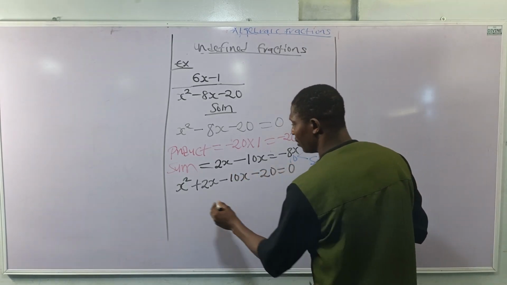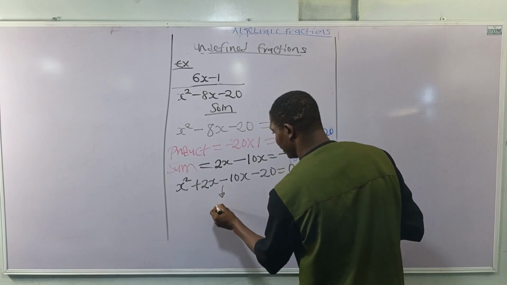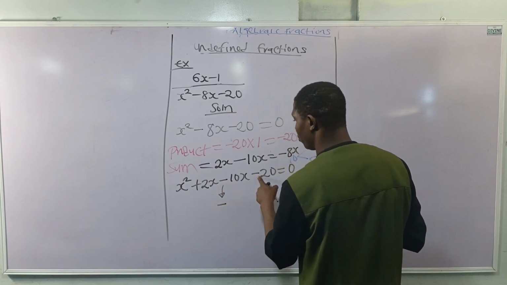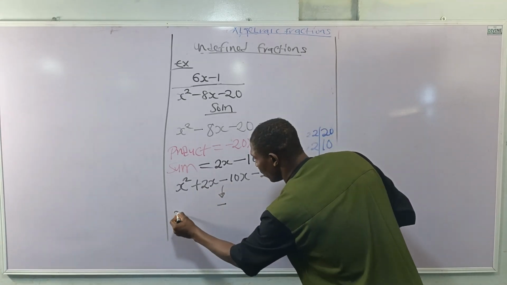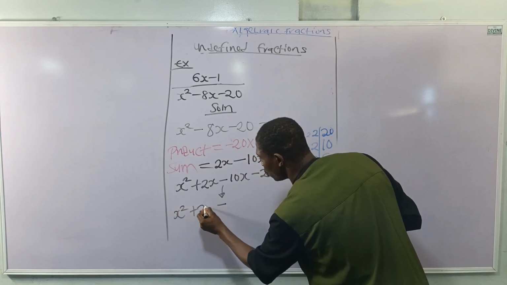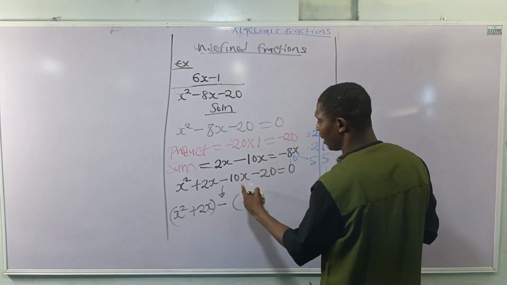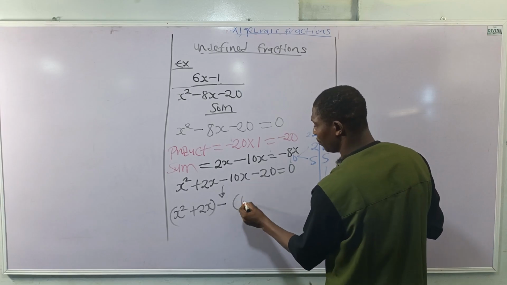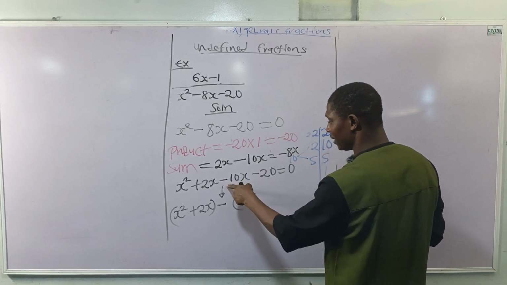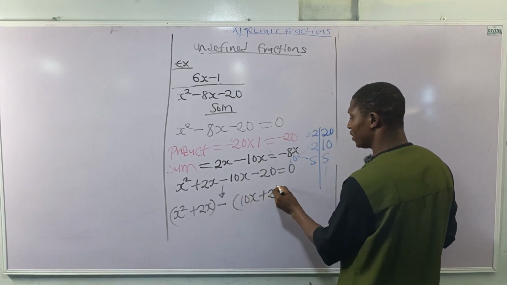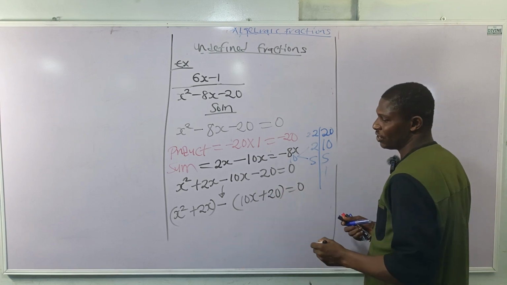So I'll bracket, I'll bring this exactly how it is, and check: minus minus is plus. So I have x squared plus 2x in bracket. Since negative is outside, I'll change all these signs. So here becomes positive 10x instead of negative, and positive 20 equal to 0.